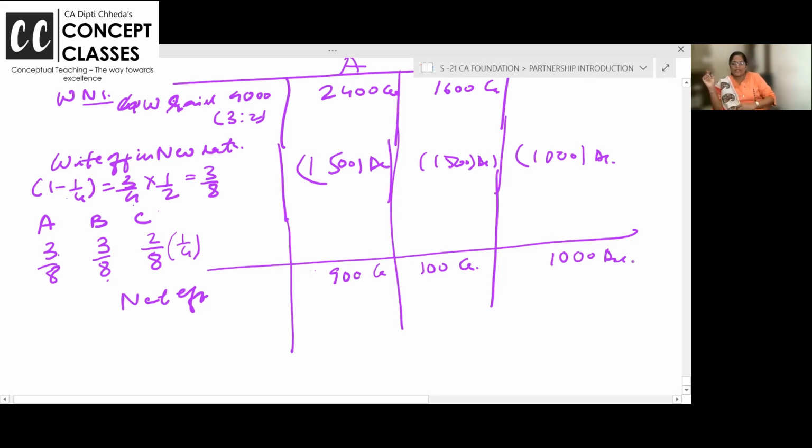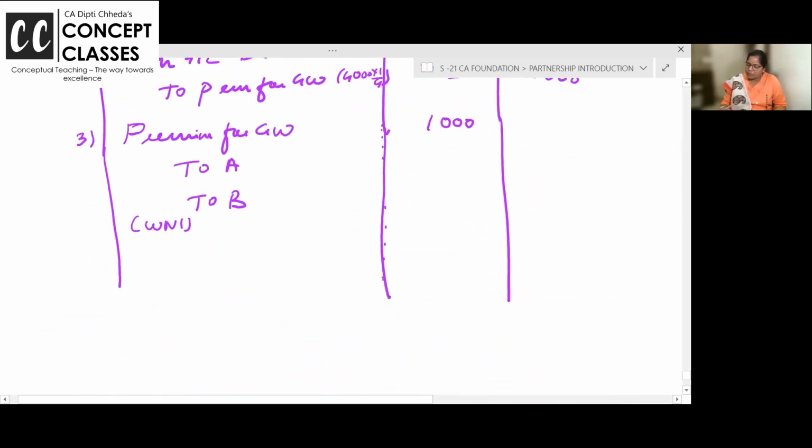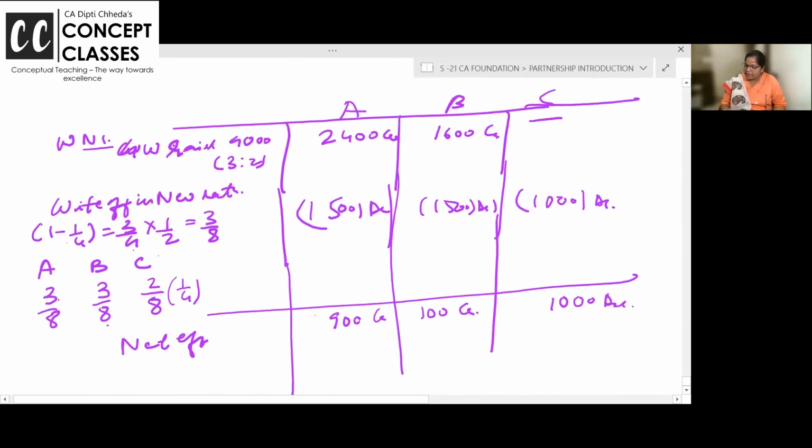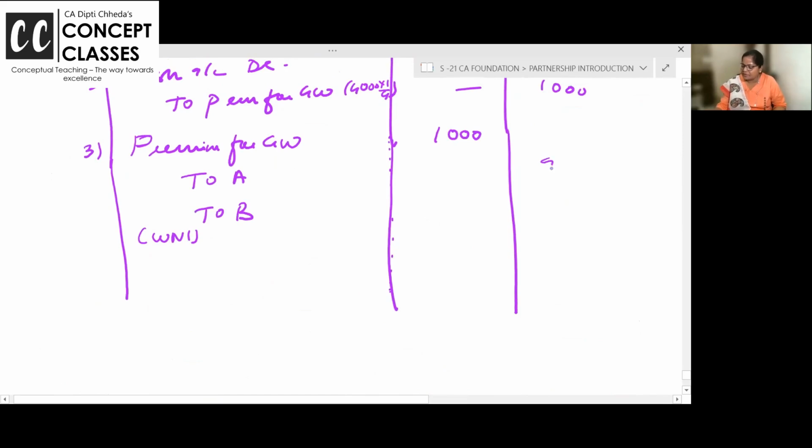Are you all following this method? Raise the goodwill in old ratio, write off in the new ratio. तो अब आप देखो 1,000 rupees जो आया है premium for goodwill, how much you will give to A? 900. How much you will give to B? 100. Working note 1. Or you can calculate sacrificing ratio directly also. Next problem I'll show that also.